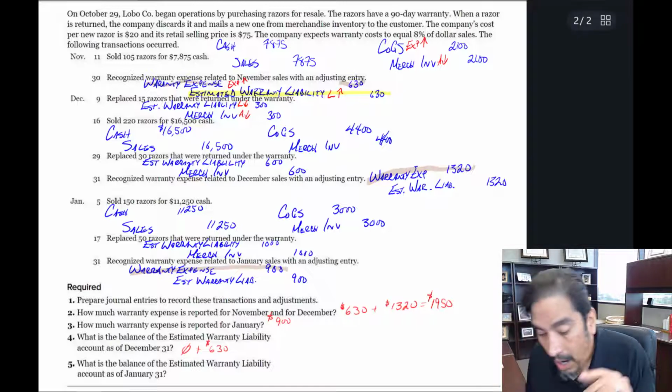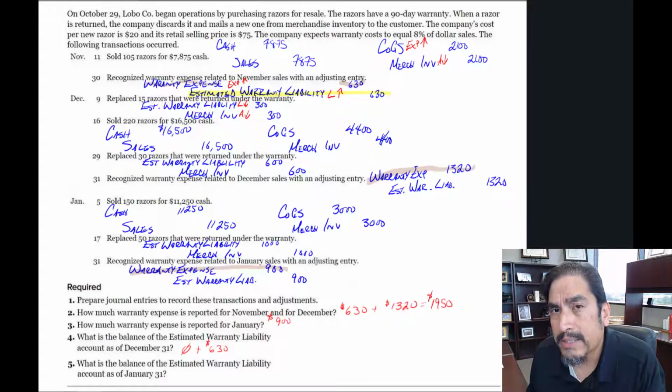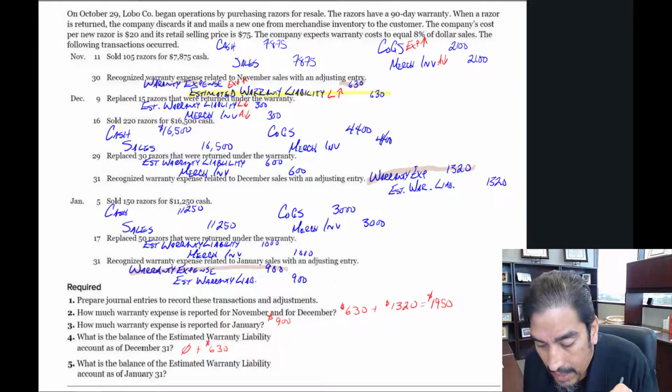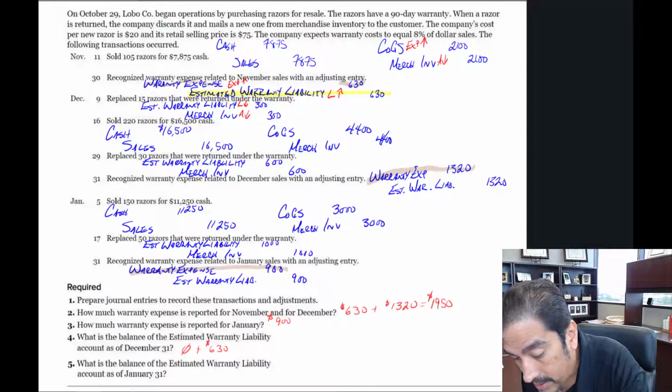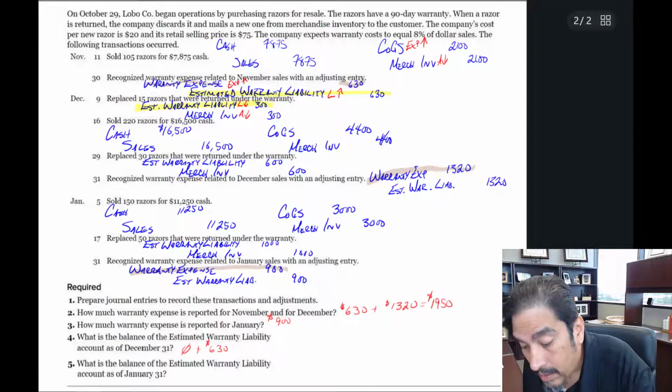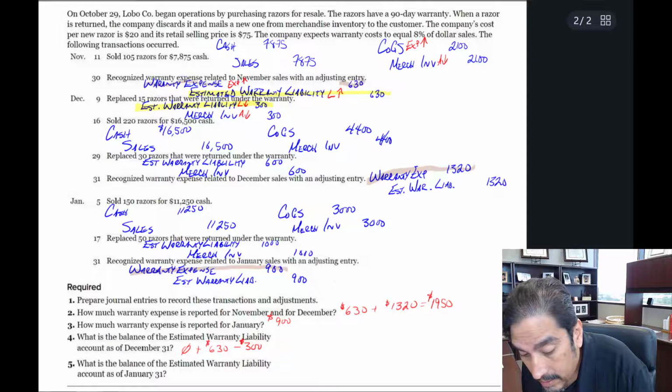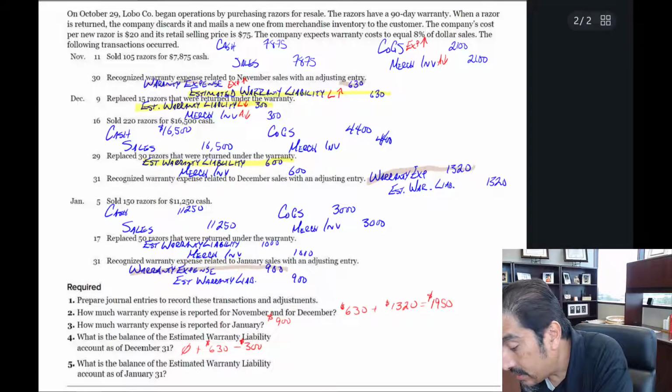Keep going. Unlike the expense where we only expect to see it at the end of the month, we will also see this estimated warranty liability at the end of the month, but we're going to be hitting it throughout the month as well. And we see that right here on December 9th. We hit it for $300. So minus $300. And then we hit it again on December 29th. So now minus $600.